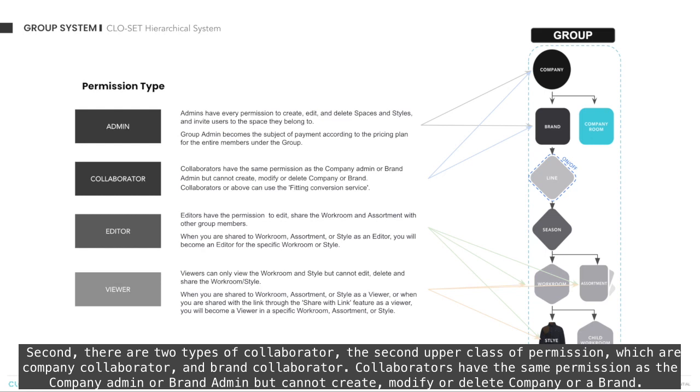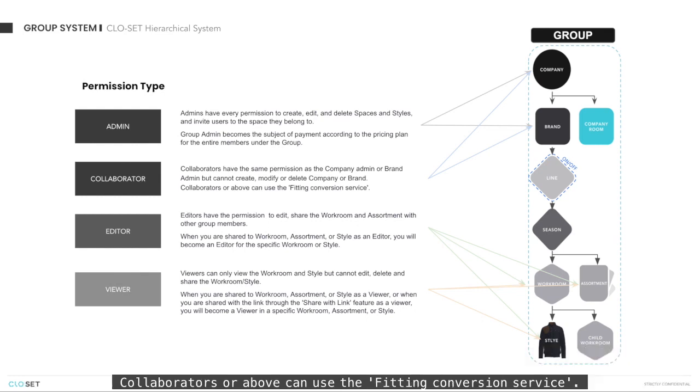Second, there are 2 types of collaborator. The second upper class of permission, which are the company collaborator and the brand collaborator. The collaborator have the same permission as the company admin or brand admin, but cannot create, modify, or delete company or brand. Collaborator or above can use the fitting conversion service.